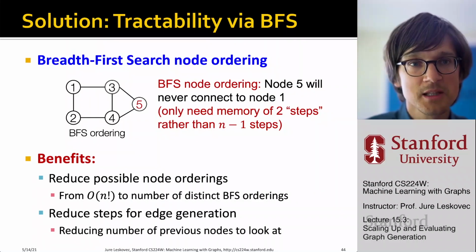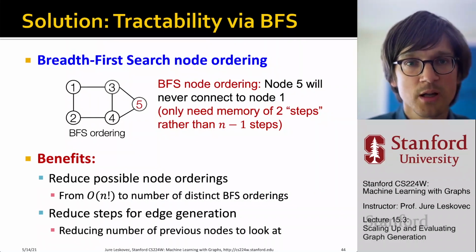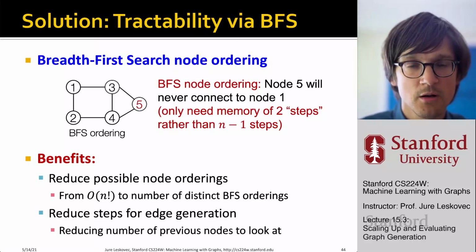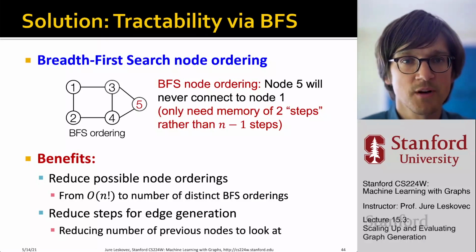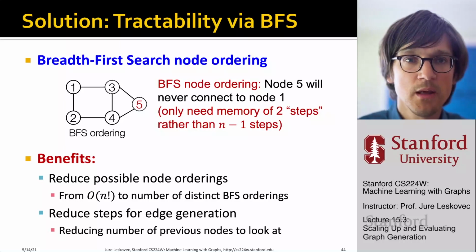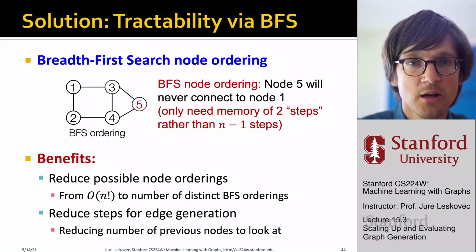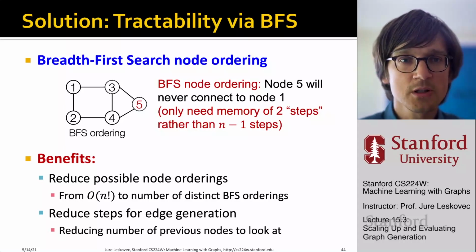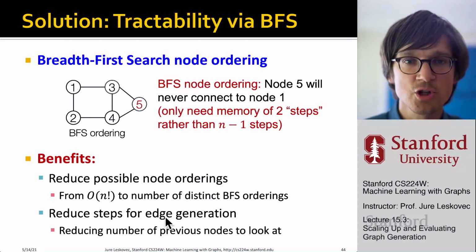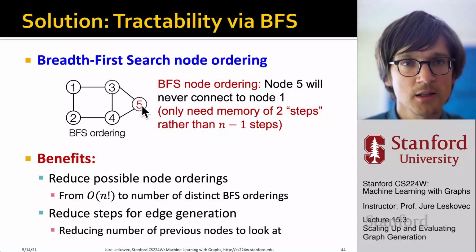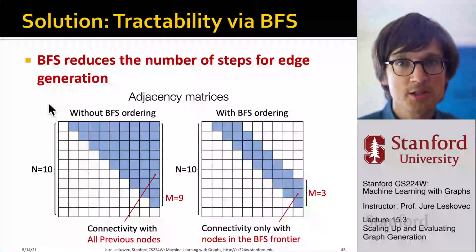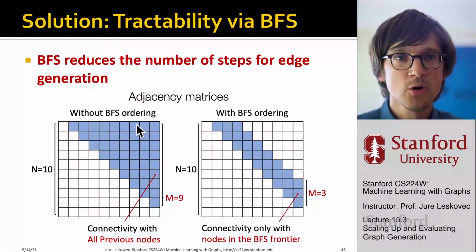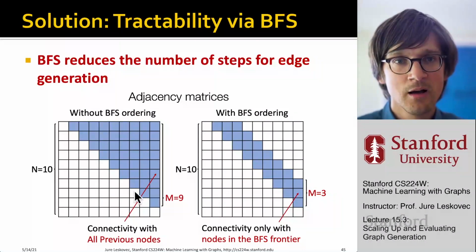And this also means that it reduces the number of possible orderings, right? Rather than considering all the possible orderings, which is n factorial of them, we only have to consider the number of distinct BFS orderings, and it also reduces the number of steps for edge generation because of this insight that we know that 5 won't link to 1. And this is important because so far I explained to you, I said the edge level RNN generates the column of the adjacency matrix.